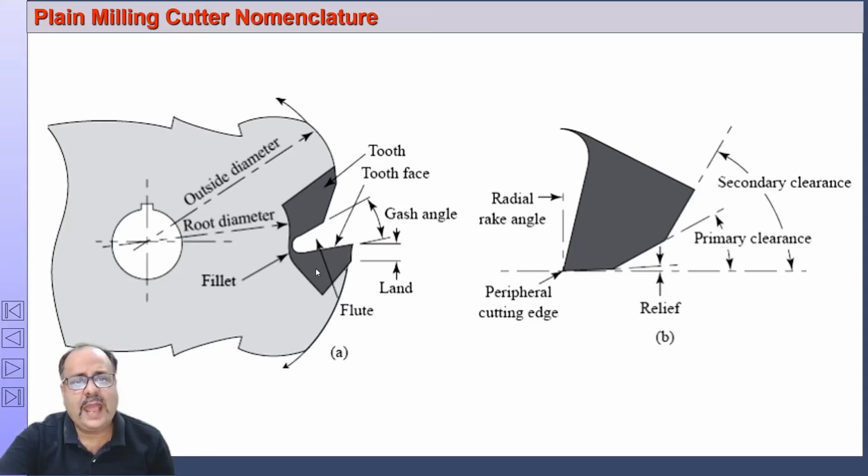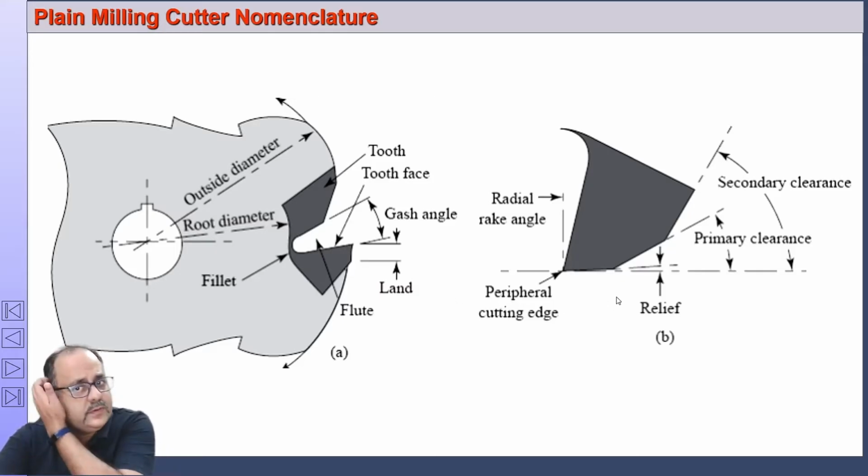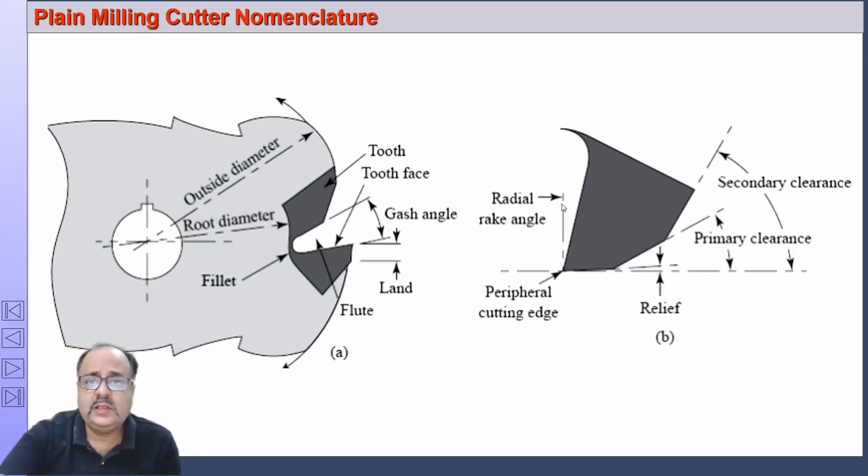With this we move on to the angles. One of the primary angles is called the rake angle. The rake angle is the angle between the face, this is the face, and the radius of the cutter measured in a plane perpendicular to the axis of the cutter. This is the rake angle.